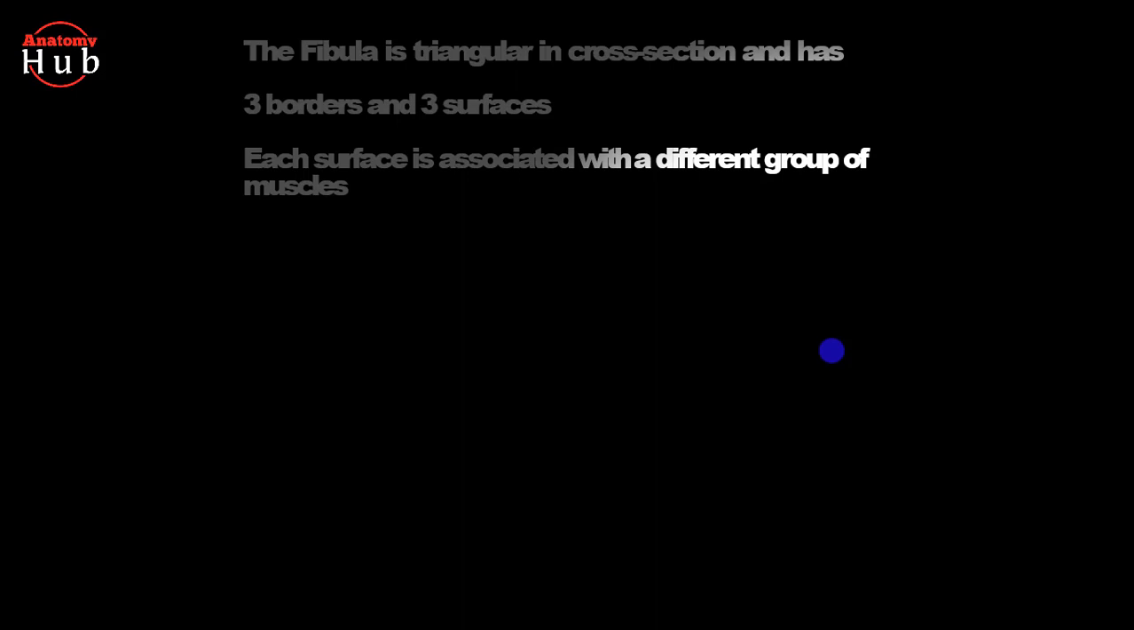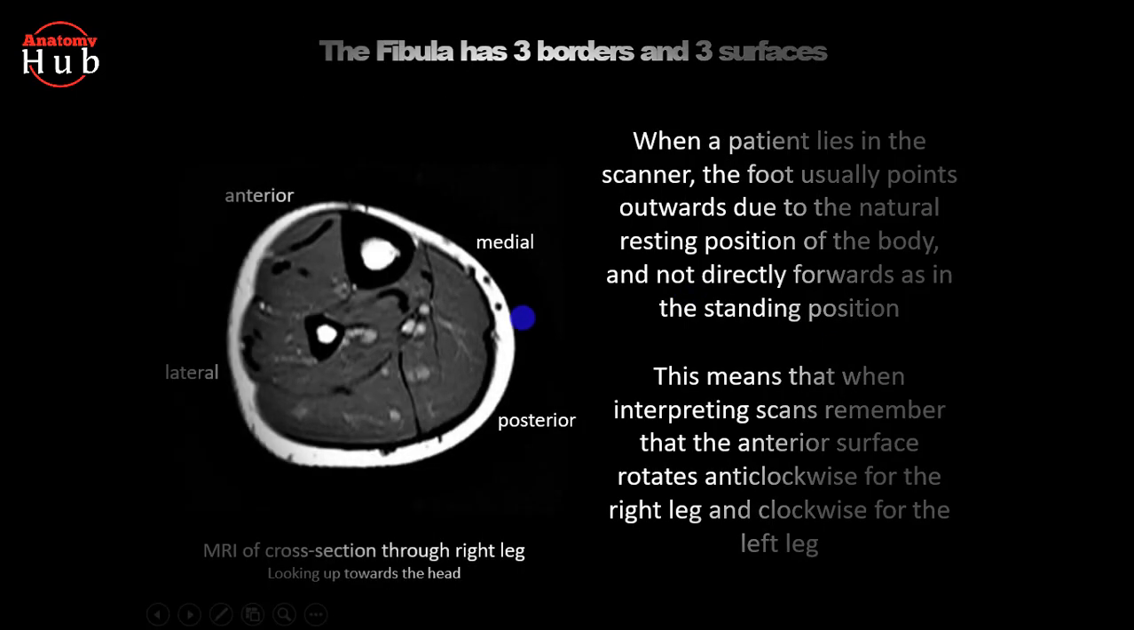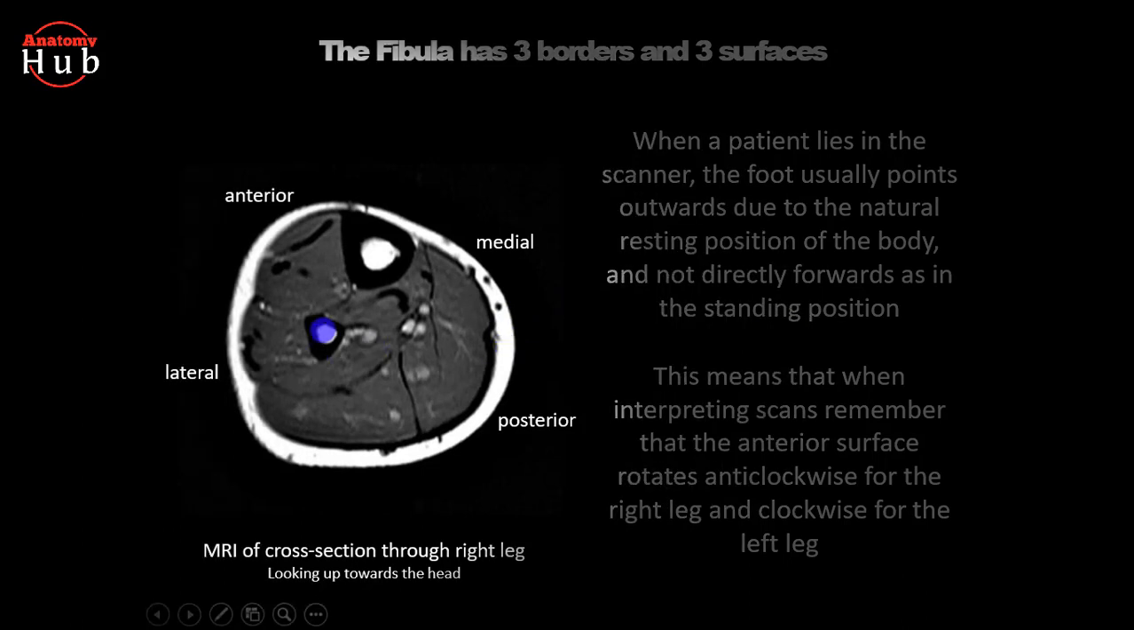Then we will see the borders of the fibula, mainly the shaft region. The fibula is triangular in cross section and has three borders and three surfaces, and each surface is associated with a different group of muscles. As you can see here, this is the cross section at the level of the fibula. Here you can see the presence of the fibula, and here you will see the presence of your tibia.